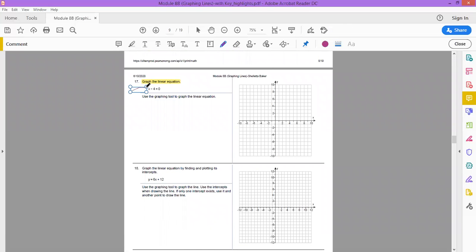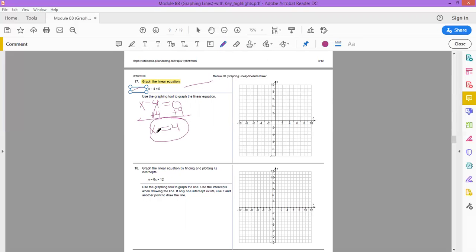Now, if you have an equation similar to example 17, we have x minus 4 equals 0. You want to, in this case, solve this equation for x. So you can add 4 to both sides. And we'll get x equals 4.